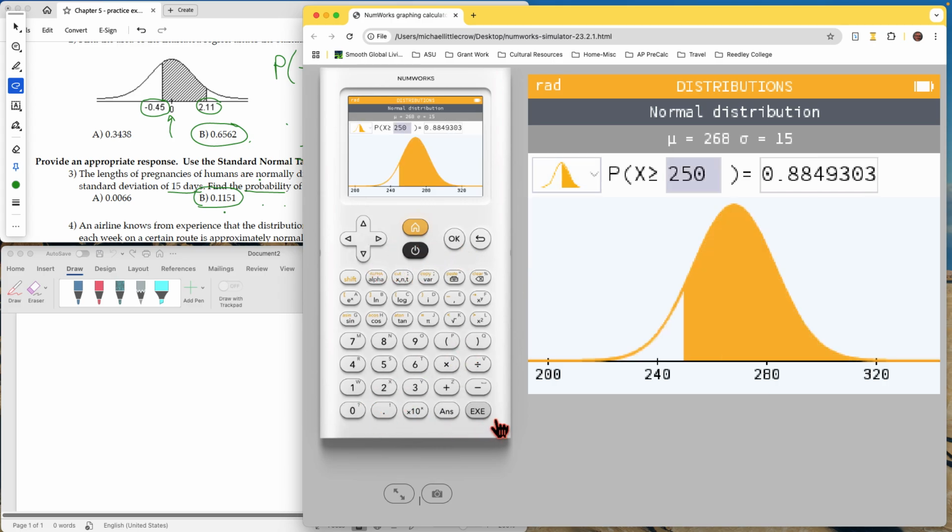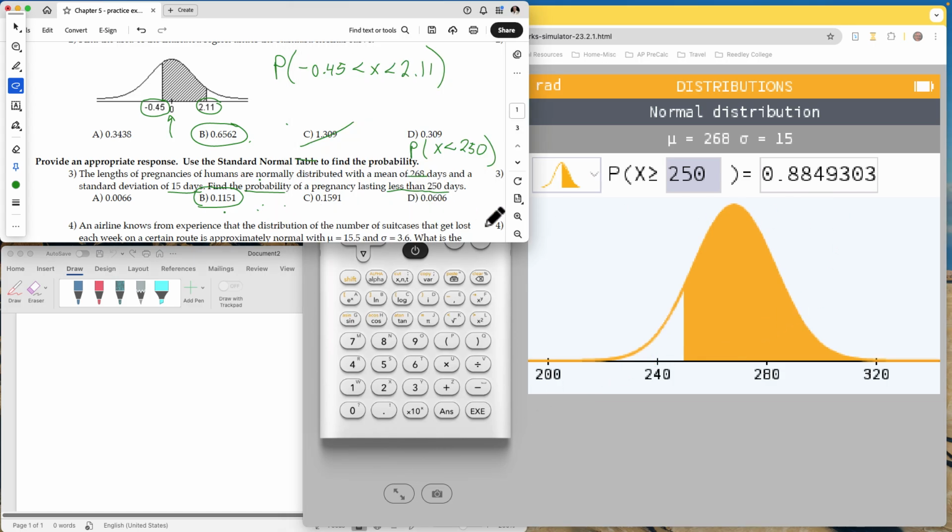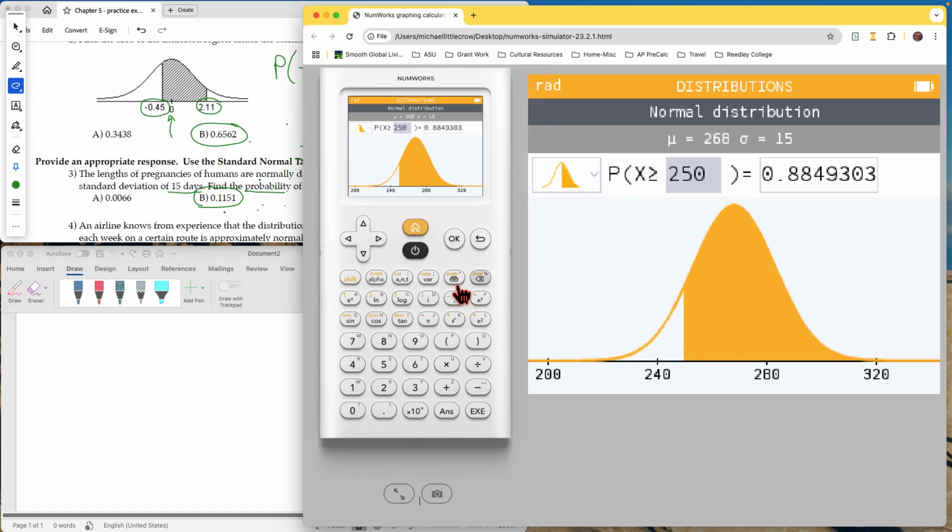This is greater than. You don't even match the answer, so hopefully you're doing that. But again, this one is definitely less than. Okay, and it's just as simple as that.